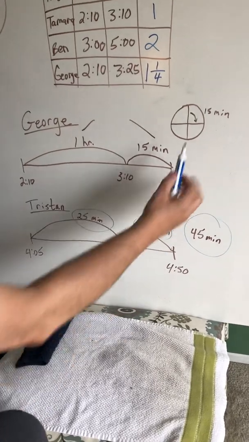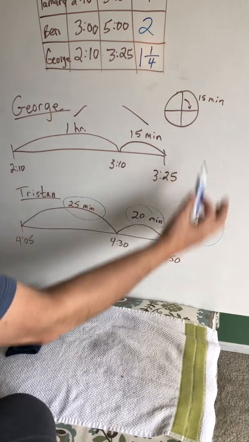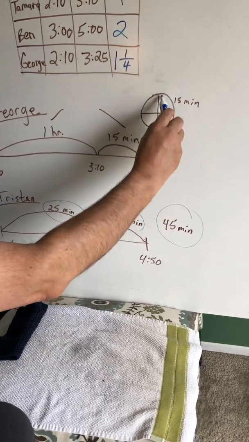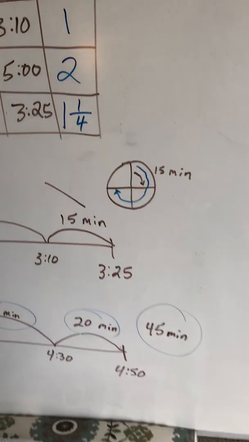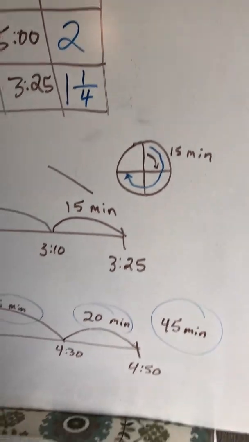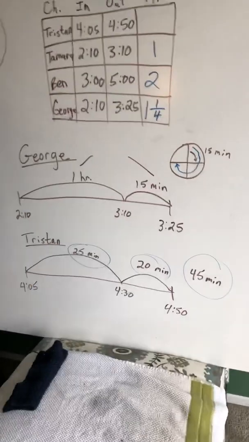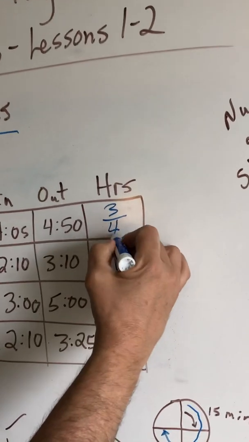When you add 25 and 20, you get 45 minutes. Remember, going back up here to our face clock, 45 minutes goes all the way to here. So that's going to be 3 out of 4. But he didn't even do 1 hour, so it's not 1 3/4. It's just 3/4 of an hour.